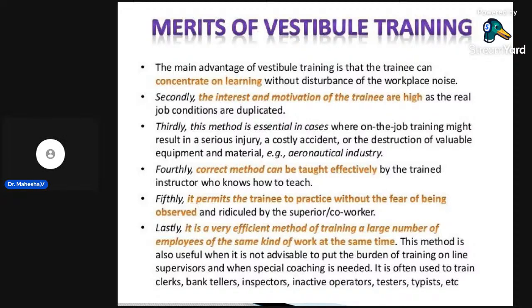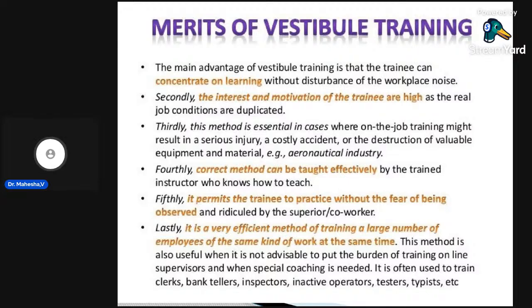The third one is that this method is essential in cases where on-the-job training might result in a serious injury, a costly accident, or the destruction of valuable equipment and material. The best example is the aeronautical industry. The spare parts of aeroplanes are very costly. When they give training, they cannot suddenly take you to the real aeroplane. Instead, they go for a simulated environment. Once you have learned in the simulated environment, only then will you be placed in the real working environment, in the real situation.